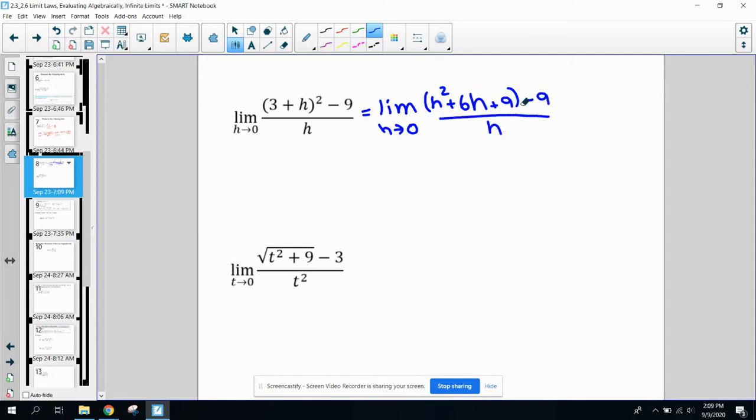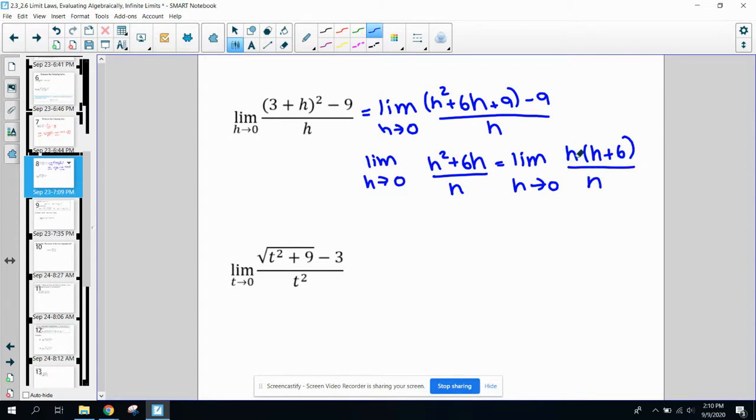So we can see that the 9 is going to cancel out with the negative 9. So we have the limit as h approaches 0 of h squared plus 6h over h. And now we can use algebra to factor out a GCF from the numerator. So I'm going to pull out that h. We have the limit as h approaches 0. H will come out. We have h plus 6. Denominator is h. We can then cancel out the h's. So we just have the limit as h approaches 0 of h plus 6. Now we can use direct substitution. We can plug in 0 and we end up getting 6.